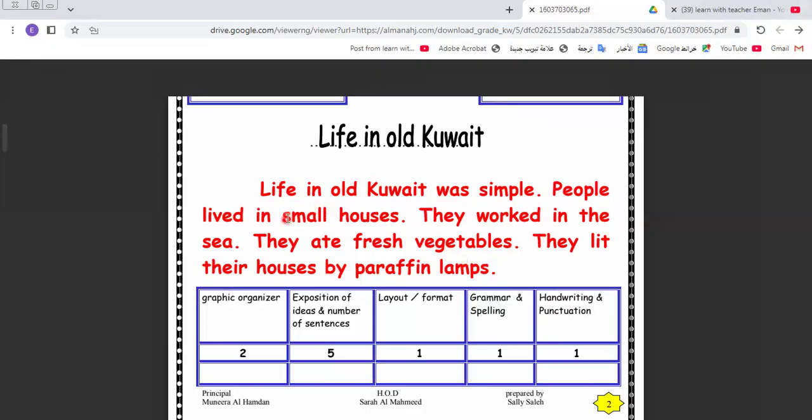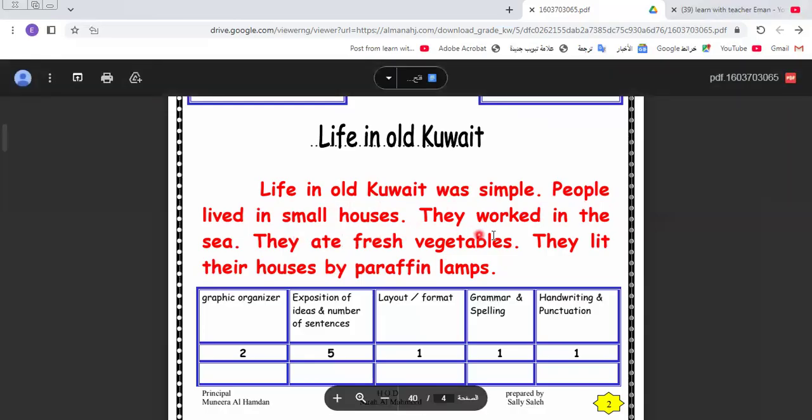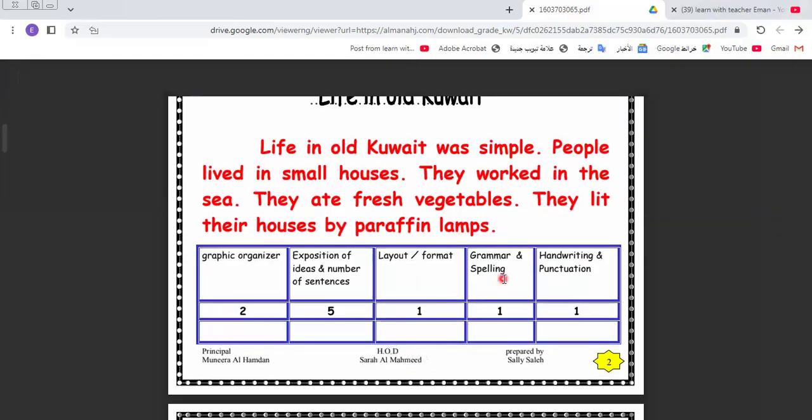Let's read this text. Life in Old Kuwait was simple. People lived in small houses. They worked in the sea. They ate fresh vegetables. They lit their houses by paraffin lamps.